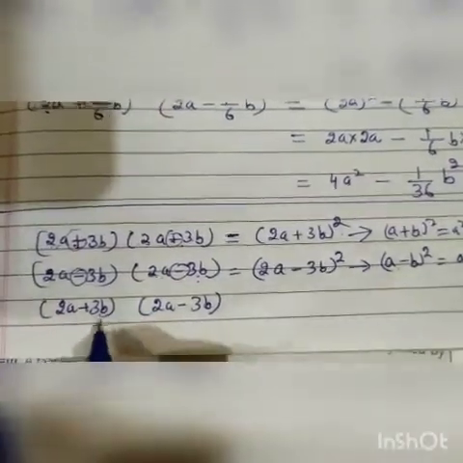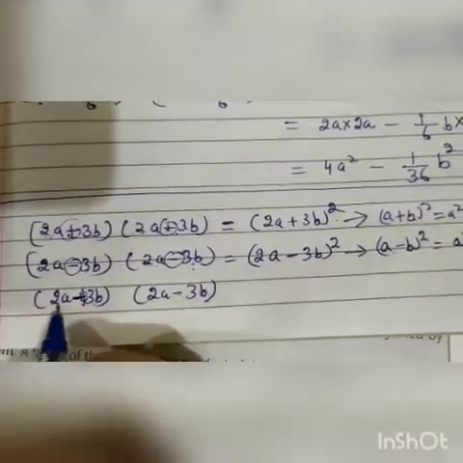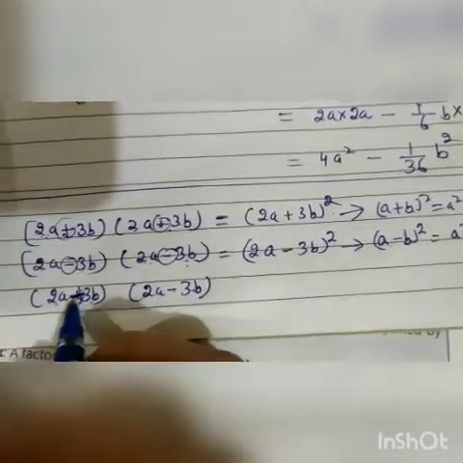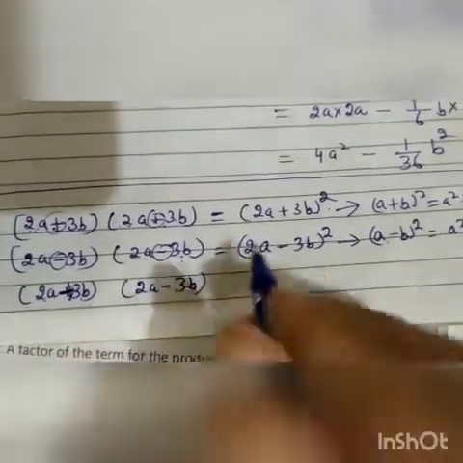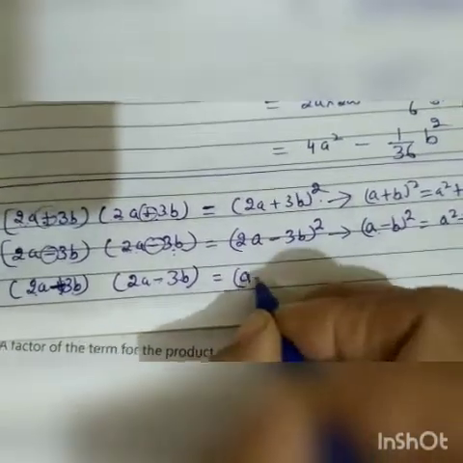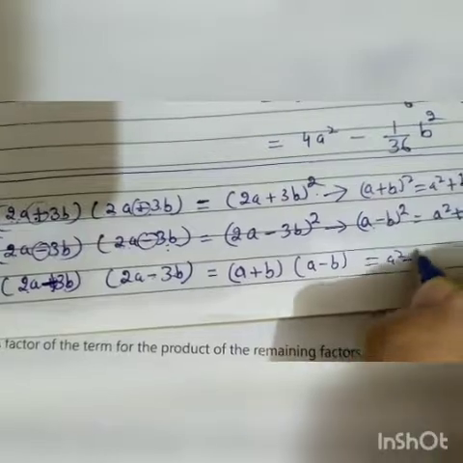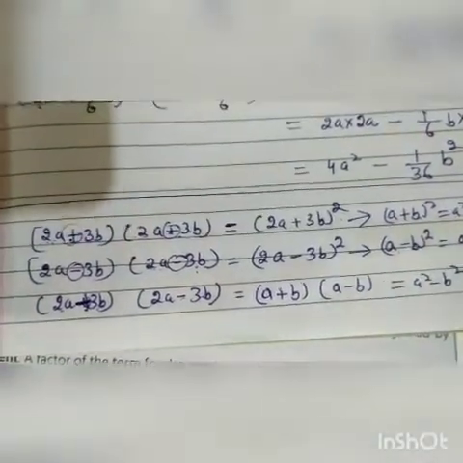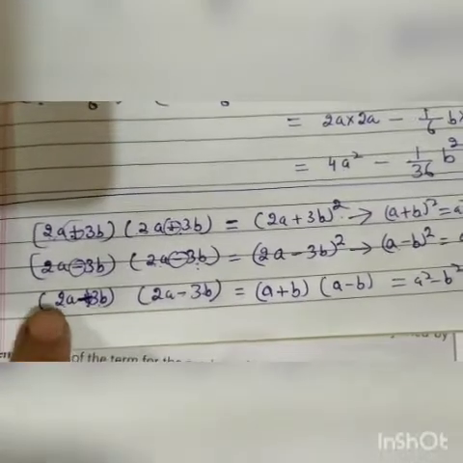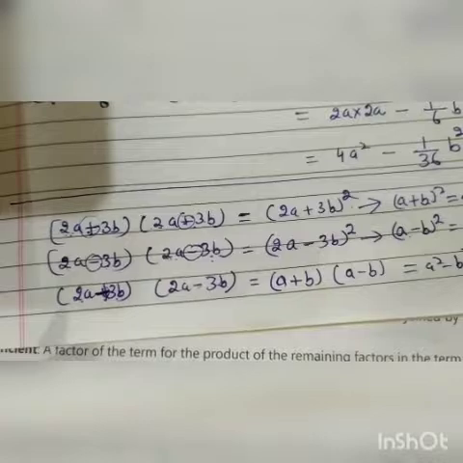But if in two brackets there are the same terms, 2a and 2a, 3b and 3b, but their signs are different, one is plus and the other is minus, then we will use the third identity: (a plus b) into (a minus b) is equal to a square minus b square. This is the way you identify which identity you have to use.